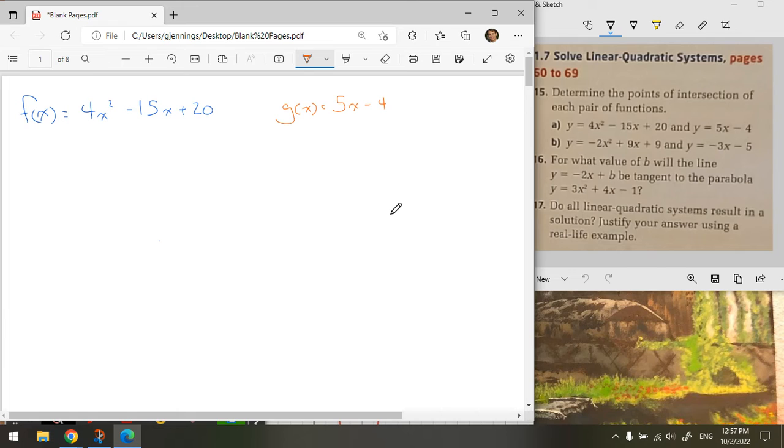Hi team, we're looking at now 1.7 in our review. So thank you for showing up for your learning and reviewing all the concepts in this past unit. We're going to start with determining the points of intersection between these different functions.